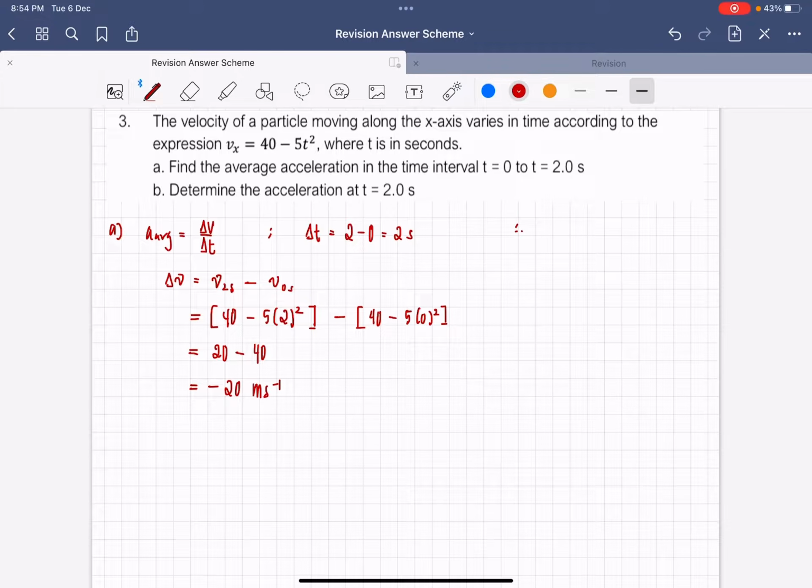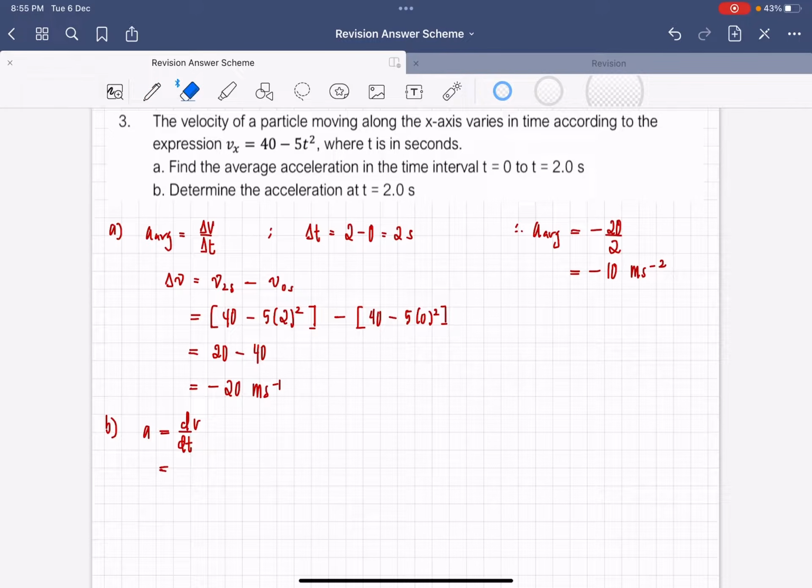So your average acceleration is equal to negative 20 divided by 2, which gives us negative 10 meters per second squared. Okay, so that is how you find the average acceleration. Next, we have to determine the acceleration at t equal to 2 seconds. Again, this is acceleration, and we know that acceleration is the rate of change of velocity. So basically, we can actually differentiate the equation with respect to time.